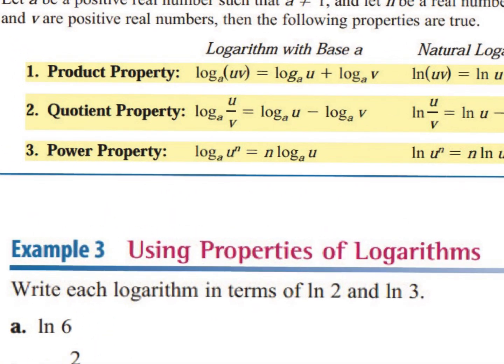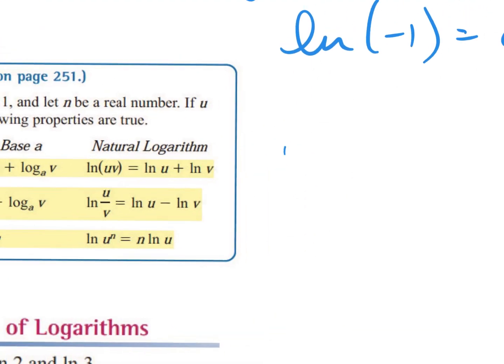Three properties that are super important that you're going to have absolutely zero problem with today. We're going to talk about the product property, the quotient property, and the power property. So think about this. What does the product property probably involve? Multiplying. What does the quotient property probably involve? Division. And what about the power property? Exponents. Good.